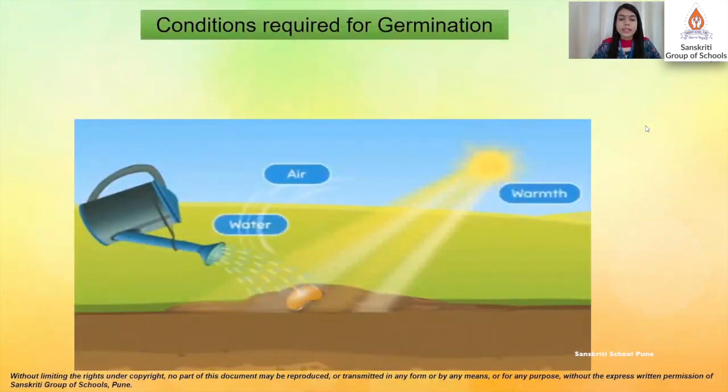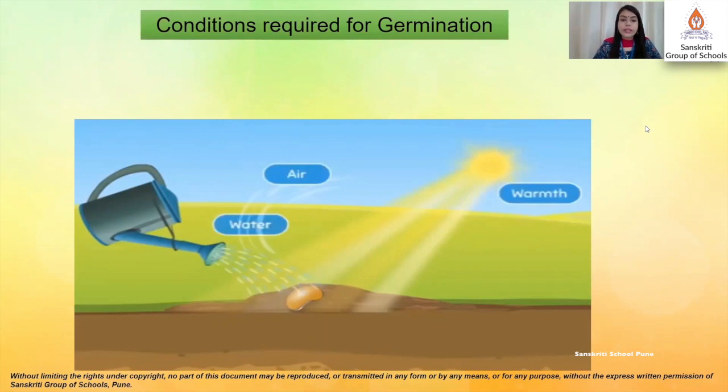So, before understanding what is germination, let us first understand what conditions are required for a seed to grow. We discussed in the class that flower converts to fruit. Fruits have seeds inside them, and from those seeds we produce new plants. So we take those seeds and we sow them in the soil. Now, what all conditions are required for the seed to grow?